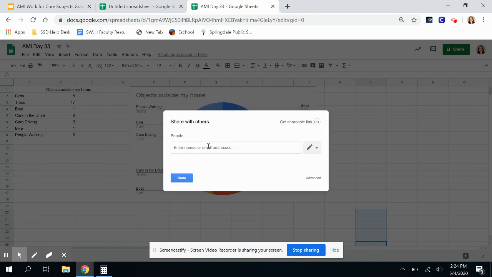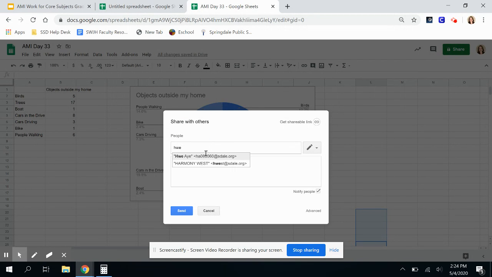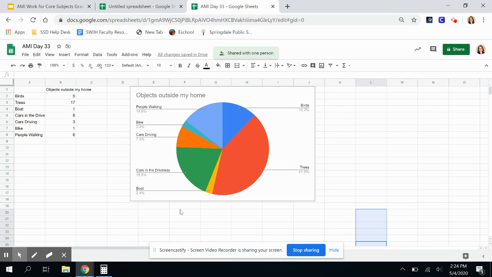Save it, and then type the teacher's names that you need to send it to, and then you can still put AMI Day 33 in there and send it. And then all the teachers that you need can see what you did for that day, and that will count for your credit for Wednesday, AMI Day 33.